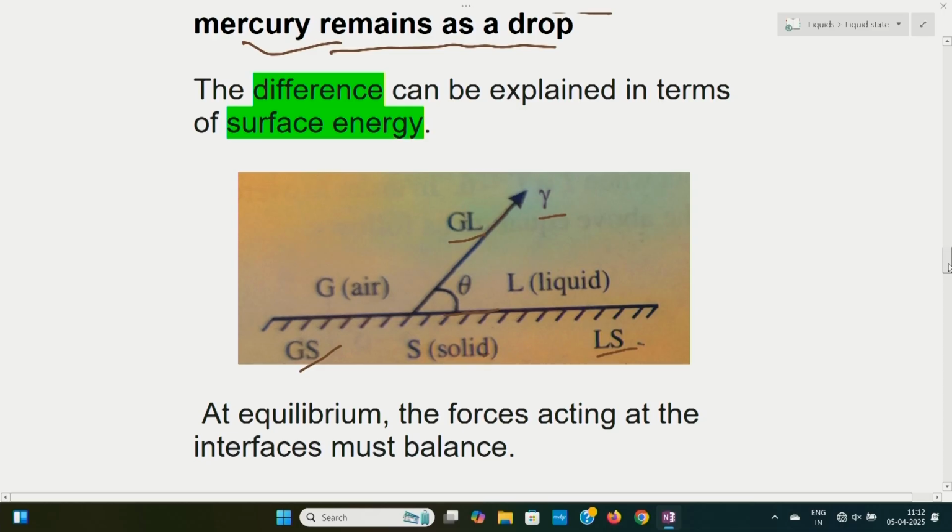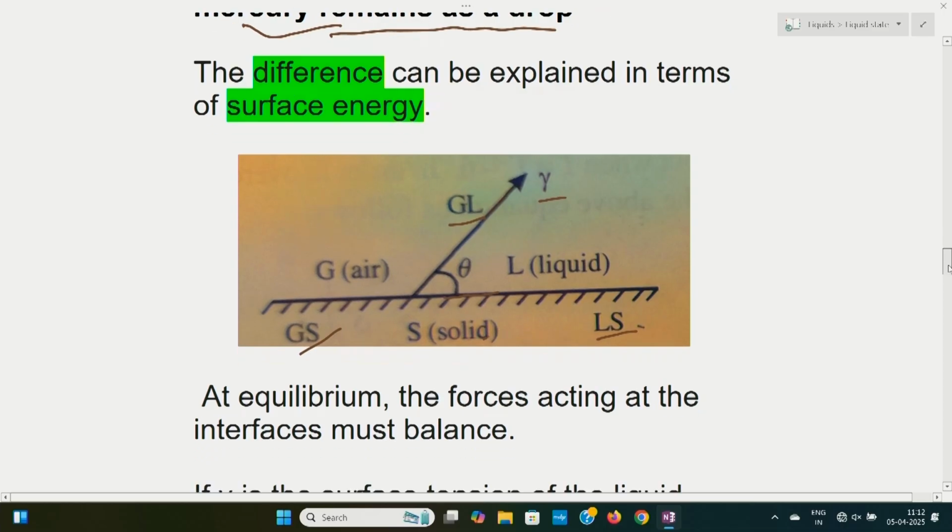This is also a consequence of surface tension, and the explanation is based on surface energy. Till now we were discussing the consequences of surface tension. We had three points. The first is the spherical shape of liquid droplets. The second is capillary action and meniscus formation. The third is that water spreads on glass while mercury stays as a drop.